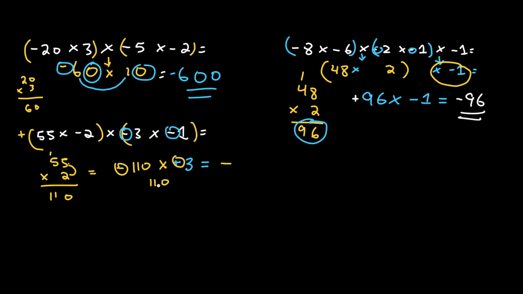Let's take 110 times 3. 3 times 0 is 0. 3 times 1 is 3. 3 times 1 is 3. So our final answer is negative 330.